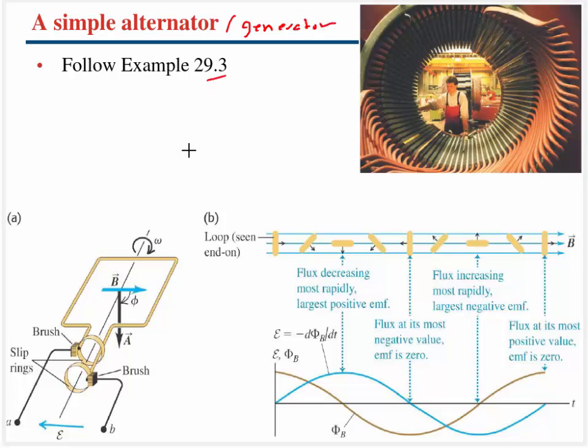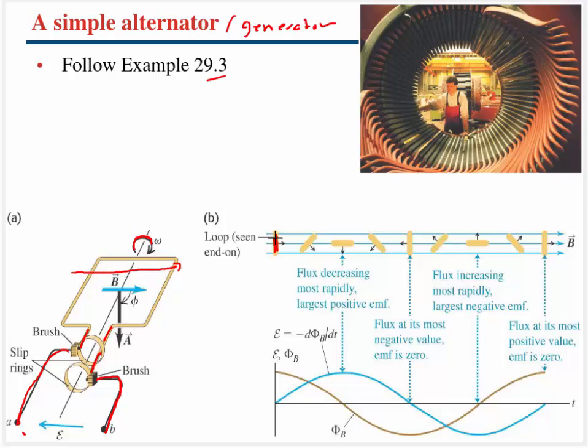Kind of following example 29.3 here. What we have is a loop of wire that is going to be in a magnetic field. It's going to be turning about some axis. You can see that this side of the loop is connected to this terminal over here, and this terminal does not touch that, but that side of the wire is connected to some other terminal that's not touching terminal A over here.